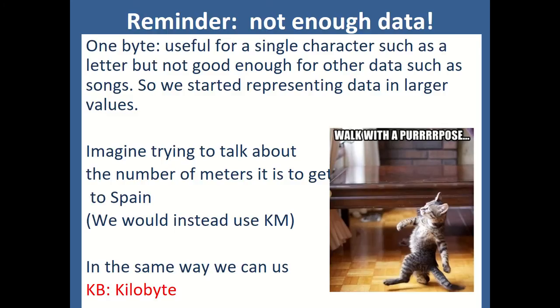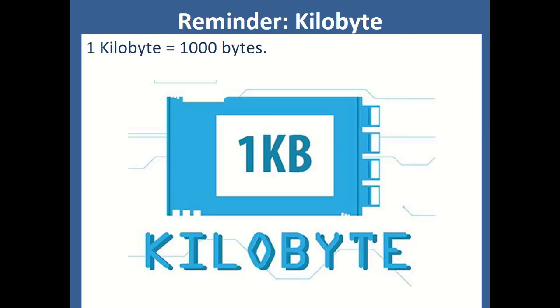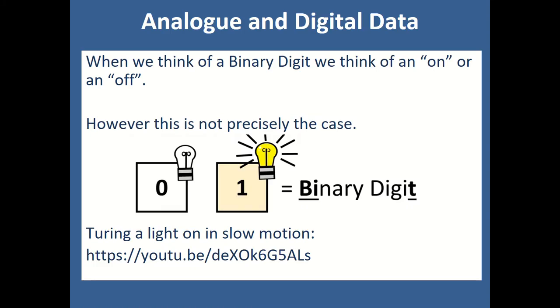A bit is not enough space for us, so we use bytes, which are 8 bits, which are useful for a single character, but not large enough for more data. So we would use kilobytes, where 1000 bytes equals a kilobyte.